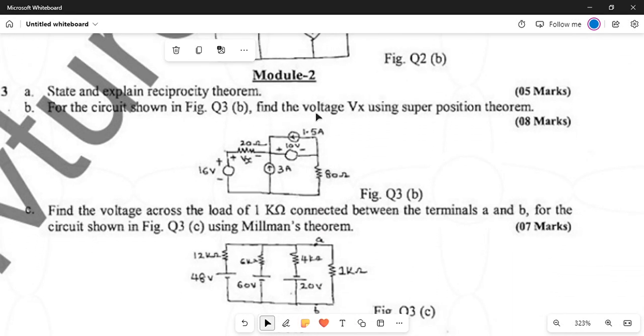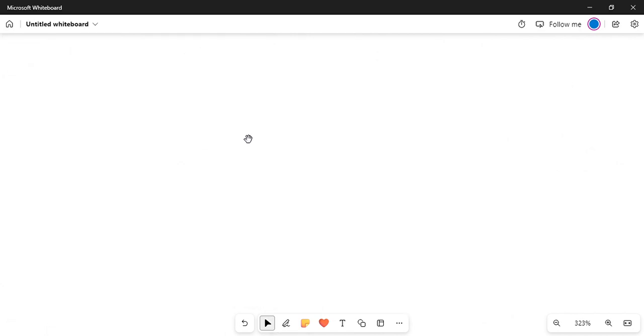See, the question is: find the voltage Vx using the superposition theorem. This is Vx that is present below the 20 ohm resistor, and you're supposed to work on that. Let me start with the question. I'll clear the canvas so that I can work easily. Now let me start with the question. Just a minute.